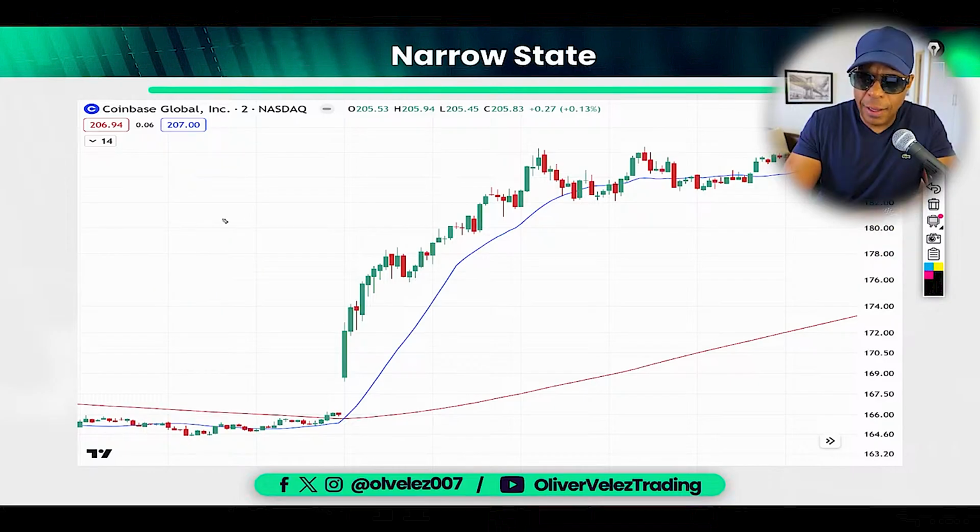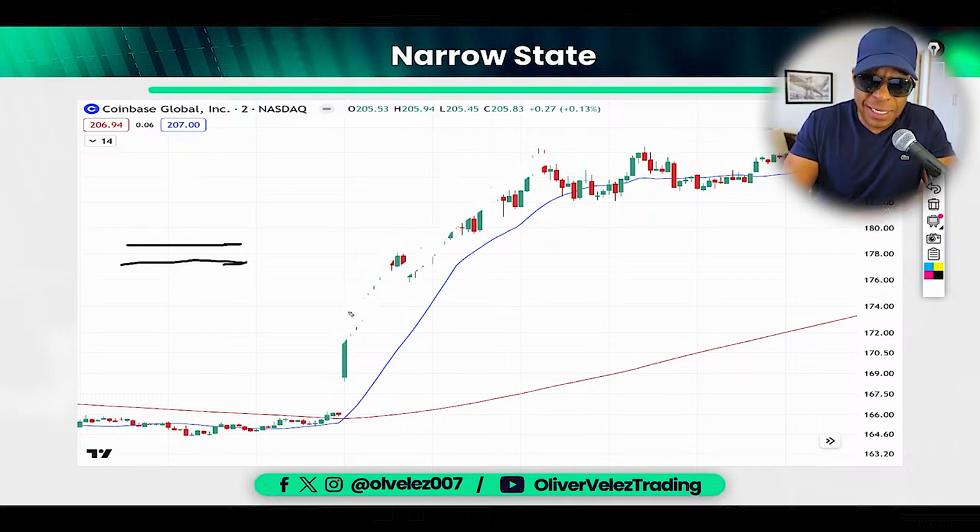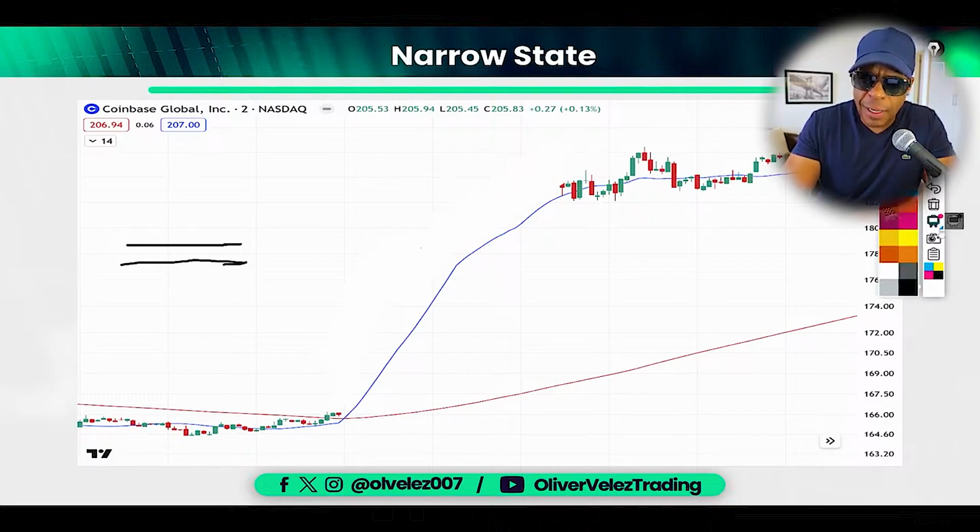So you get it. Here is your narrow state. We don't know which side of the narrow state Coinbase is going to blast out from. We need to wait for that. So this hasn't happened yet. We don't know this yet. But if Coinbase breaks out of its narrow state powerfully like this, we're going to buy that bar. Boom!